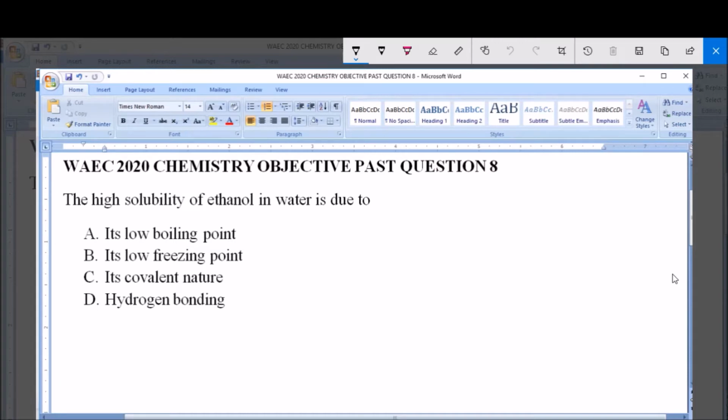The high solubility of ethanol in water is due to A. Its low boiling point, B. Its low freezing point, C. Its covalent nature, D. Hydrogen bonding.